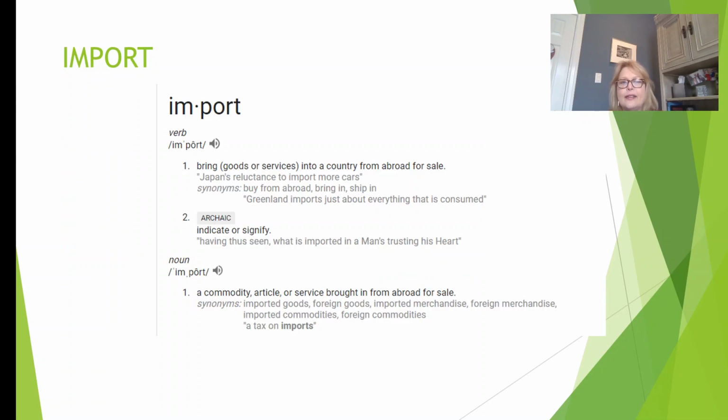Okay, so this class is called Principles of Imports. Let's talk about what an import is. To import, as a verb, means to bring goods or services into a country from another country or from abroad in order to sell them. So the noun of the word import is the actual item, the good or the service that's being brought in from another country so that it can be sold.